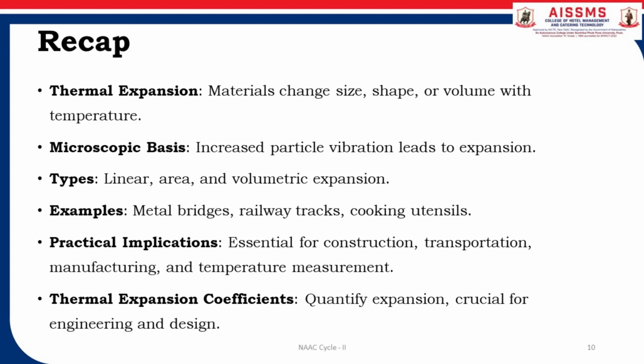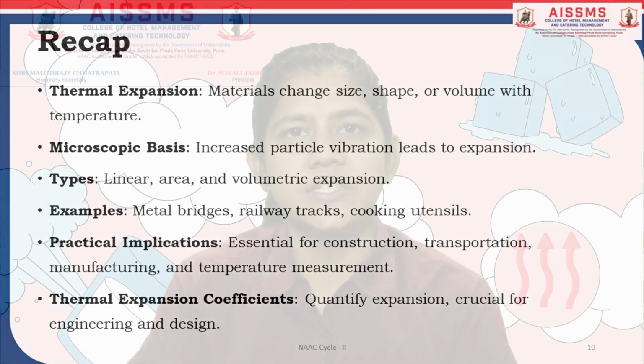Examples include the expansion of metal bridges and railway tracks, and expansion of cooking utensils like metal pots on the stove. Understanding thermal expansion is crucial in various fields. Thermal expansion coefficients include linear, area, and volumetric expansion coefficients, which are represented as alpha, beta, and gamma, providing a quantitative measure of how materials expand or contract with changes in temperatures.